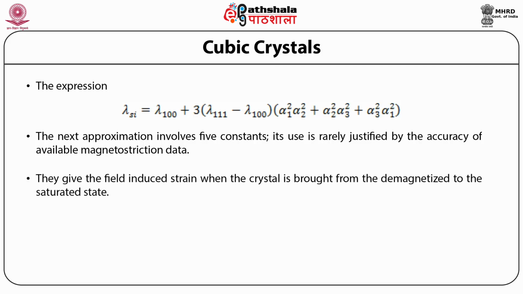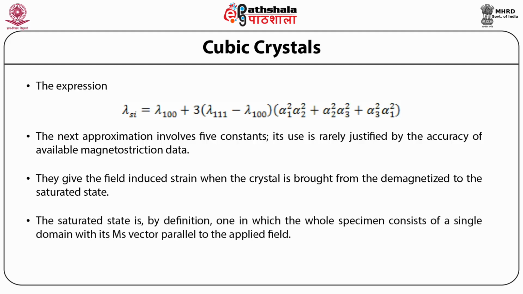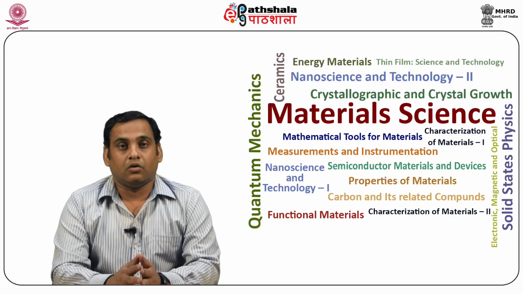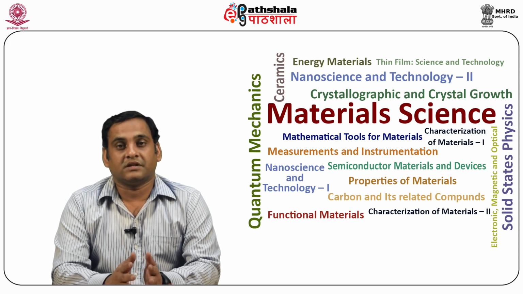They give the field-induced strain when the crystal is brought from the demagnetized to the saturated state. The saturated state is, by definition, one in which the whole specimen consists of a single domain with its Ms vector parallel to the applied field. The demagnetized state, on the other hand, is not well defined. All that is required is that all the domain magnetizations, each properly weighted by its volume, add vectorially to 0. The difficulty is that there are an infinite number of domain arrangements and relative volumes that can result in 0 net magnetization of the whole specimen.